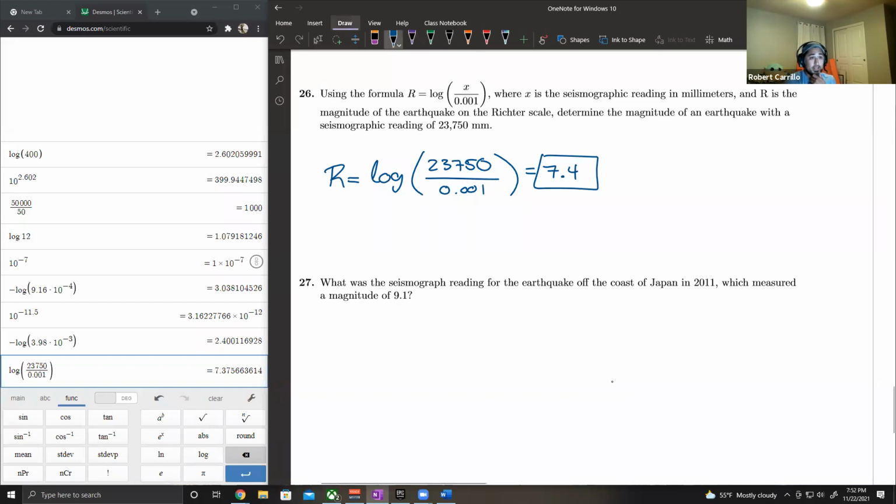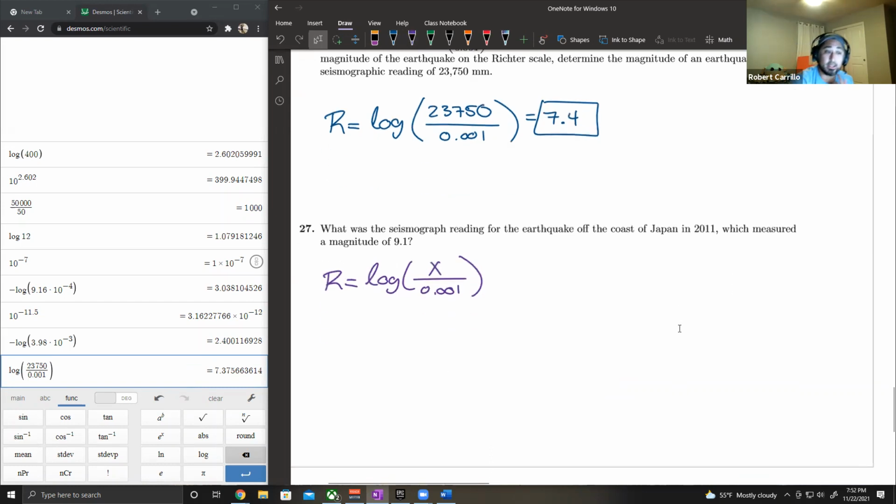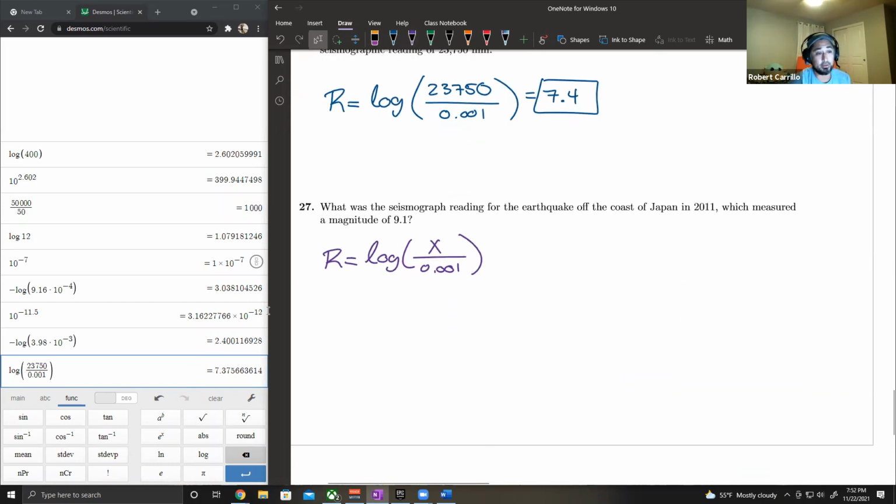So using that same formula from above, we'll rewrite this. R equals log of x over 0.001. They're giving us the magnitude, so R is the magnitude. So they give us 9.1. And now for this problem, we're going to again have to convert from log to exponential. And I'm going to write that base in for the log. So log base 10 of x over 0.001, which means we are now ready to convert from log to exponential.